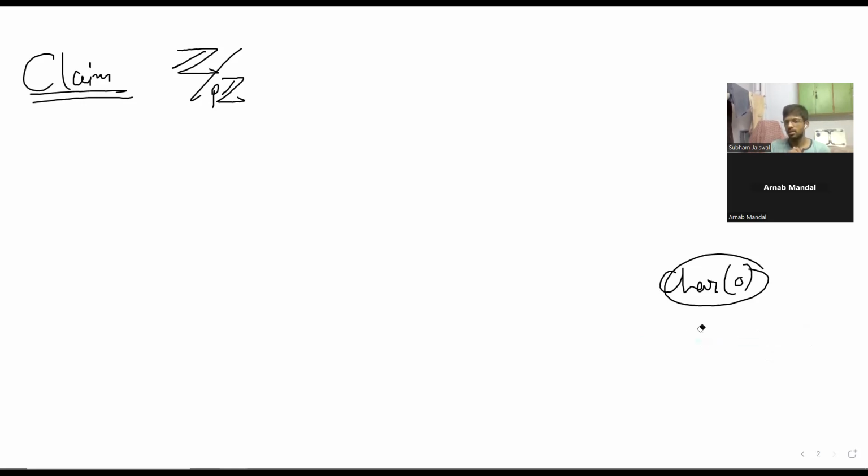So you know that fact that if you have a field of characteristic 0, then it contains the rational numbers. You can try to prove it. Similarly, I'm just saying that if you have a field of characteristic P, then it contains this Z mod PZ. So F is a field of characteristic P, then it contains Z mod PZ. And I'm just trying to explain why.